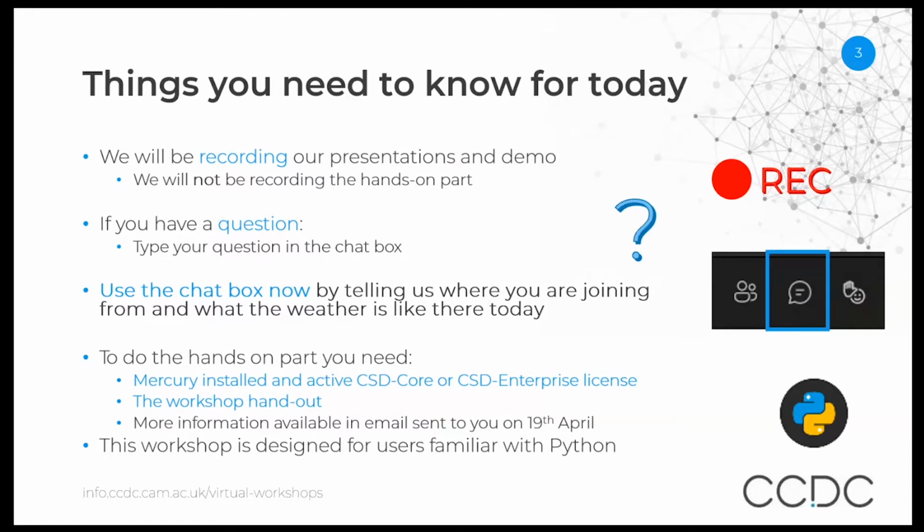While you're doing that, just a reminder for the hands-on part, you will need Mercury. You will need the Python API installed with an active CSD Core or CSD Enterprise license, and you'll also need the workshop handout. You should have received more information in the email that we sent you earlier this week, and we'll also type the address of where to find more information in the chat box. Another reminder, this workshop is designed for users already familiar with Python, but beginners to the CSD Python API.